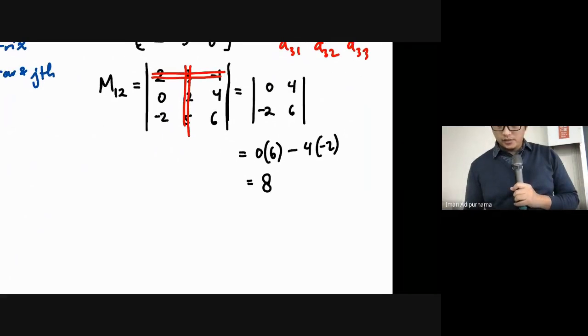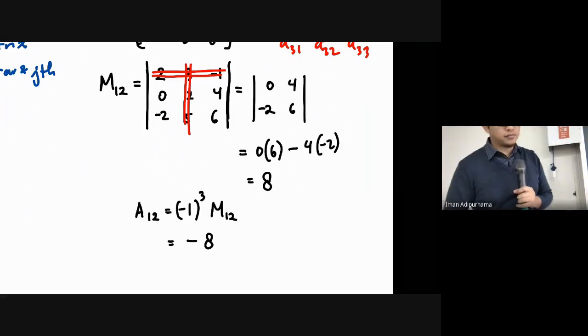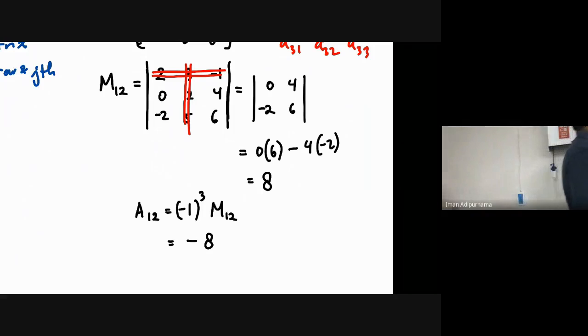And then A12 is -1, and i plus j is 1 plus 2, so it's 3, and then M12. So it will be -8.